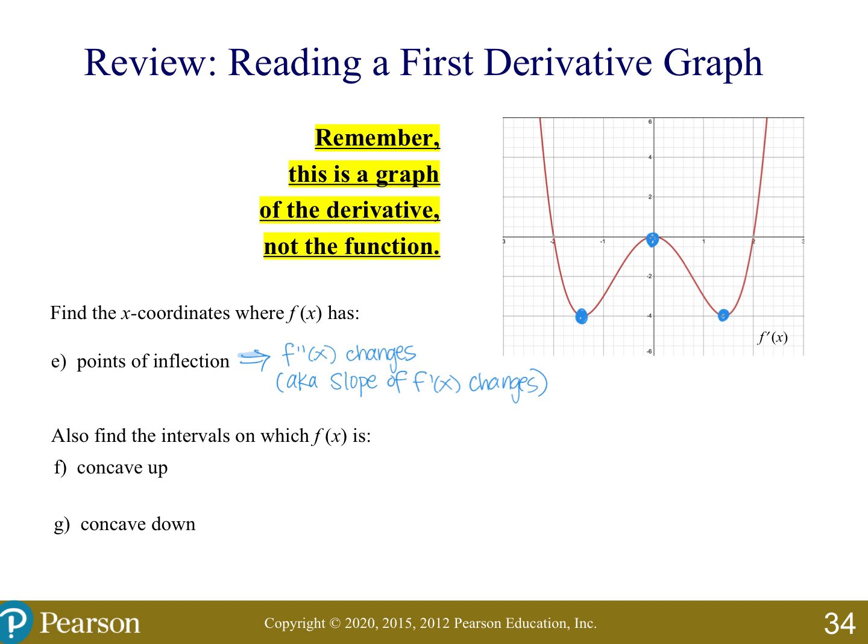So our points of inflection are x equals, that's approximately negative 1.5, we're going to estimate. And it's happening at 0, and it's happening at positive 1.5. Those are the 3 points of inflection because those are the 3 direction changes for the derivative graph.